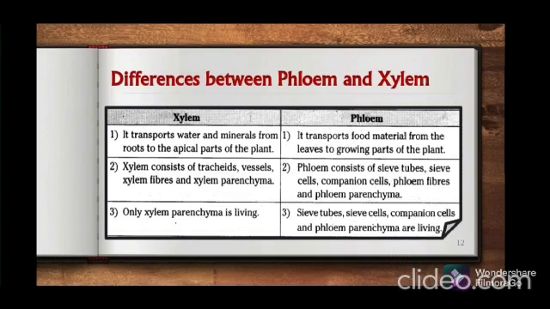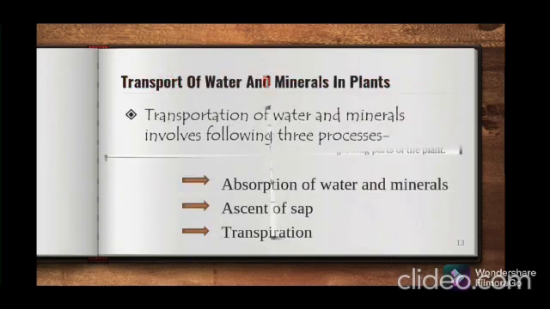In xylem, only parenchyma is living, whereas all the remaining are dead. In phloem, sieve tubes, sieve cells, companion cells, and phloem parenchyma are living, and the other one, phloem fibers, is dead. Transport of water and minerals in plants. Transportation of water and minerals involves the following three processes: absorption of water and minerals, ascent of sap, and transpiration.